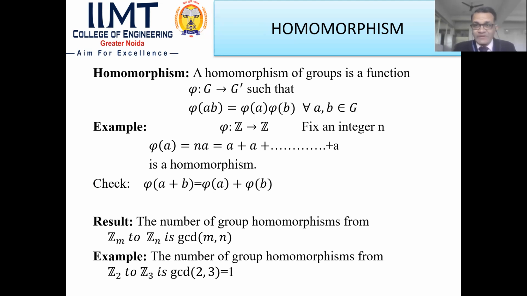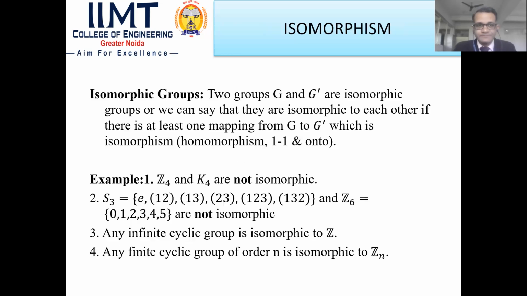Now we have a counting technique. The number of group homomorphisms from Zm to Zn is the greatest common divisor of M and N. We have an example based on this result. The number of group homomorphisms from Z2 to Z3 is GCD of 2, 3, that is 1.